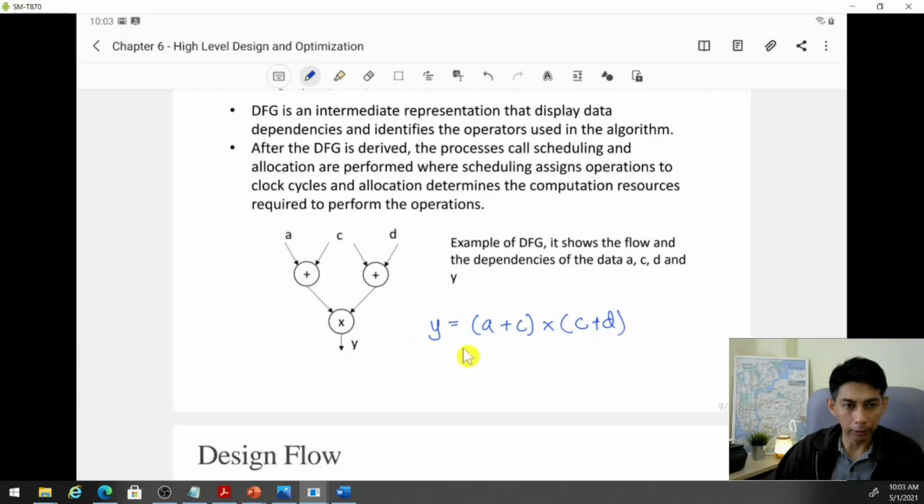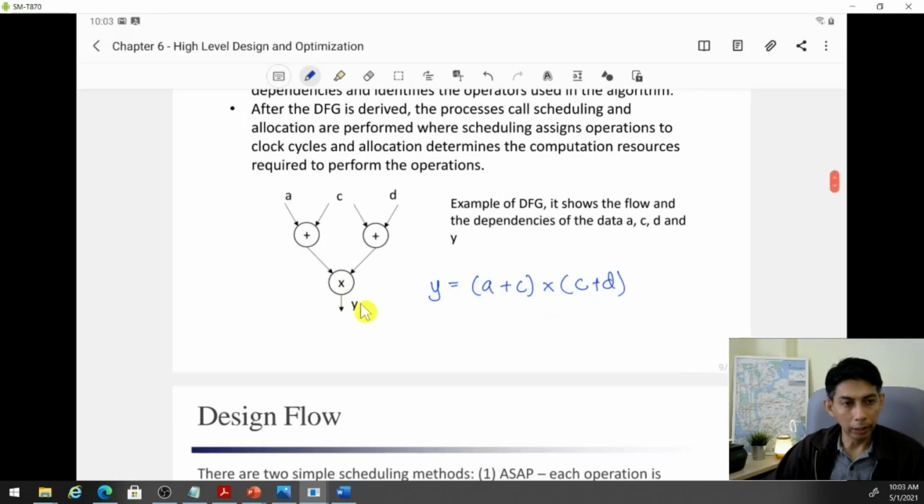So we can see that from the equation or algorithm here, we can create the data dependency or DFG like this. And from this DFG, we need to do the scheduling, where we assign the operations here to the cycles, and also allocate the computation resources to this process.